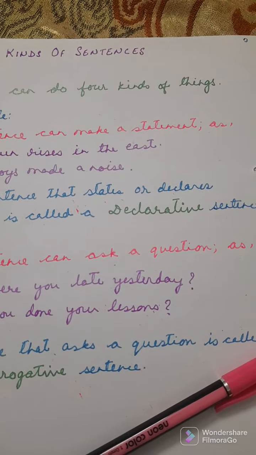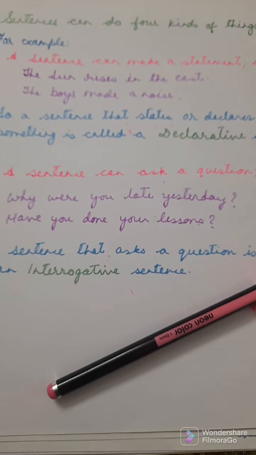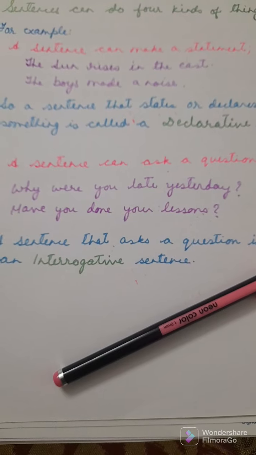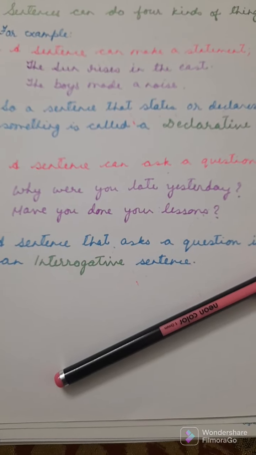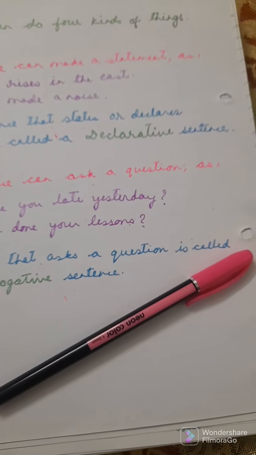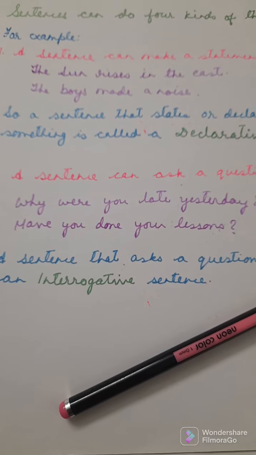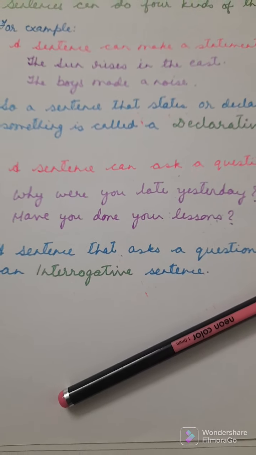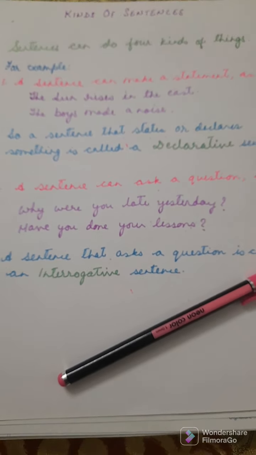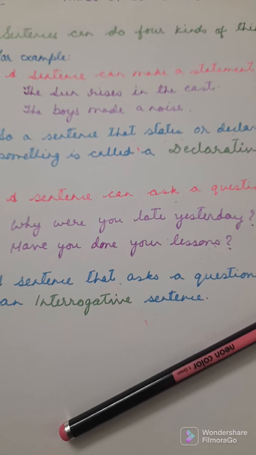Next comes, a sentence can also ask a question, as in "Why were you late yesterday?" "Have you done your lessons?" Thus, a sentence that asks a question is called an interrogative sentence, because it is interrogating, it is inquiring, it is asking. So, although it is also a kind of sentence, the kind is interrogative.